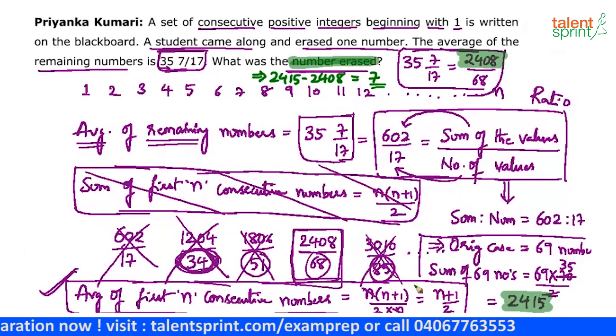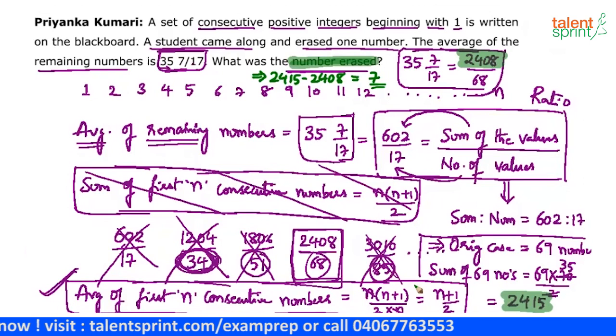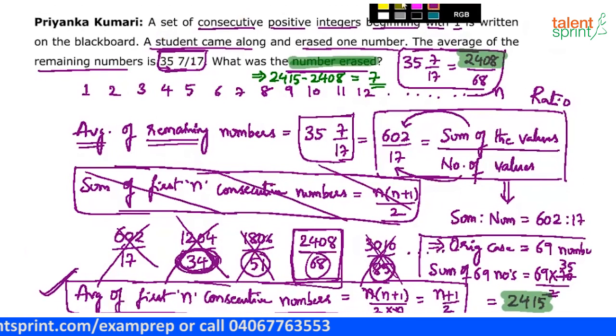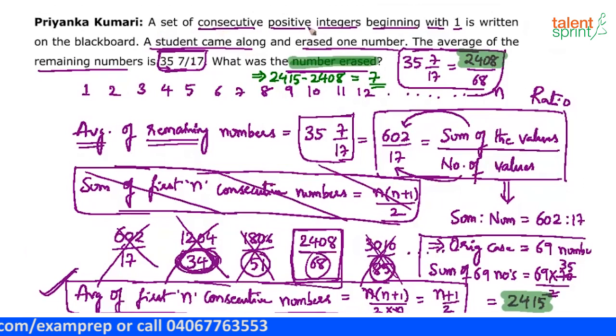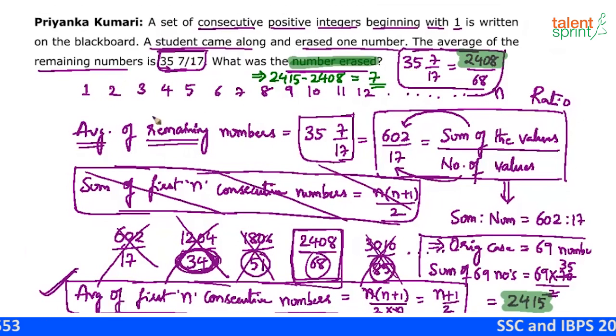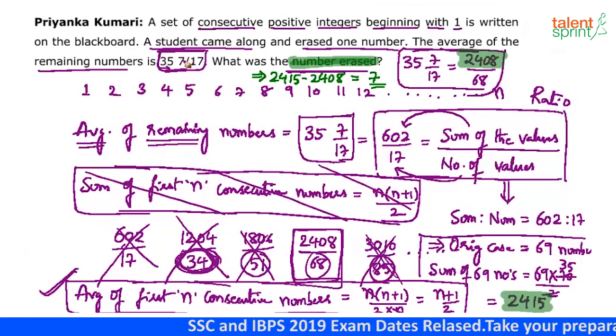Let me quickly revise what exactly we have done here. If you have understood the question, he says there is a set of consecutive positive integers starting from 1. So let's say 1 to n are the numbers. Now one of these n numbers was erased, and then the average becomes 35/7 by 17. We have to find out which number was erased.